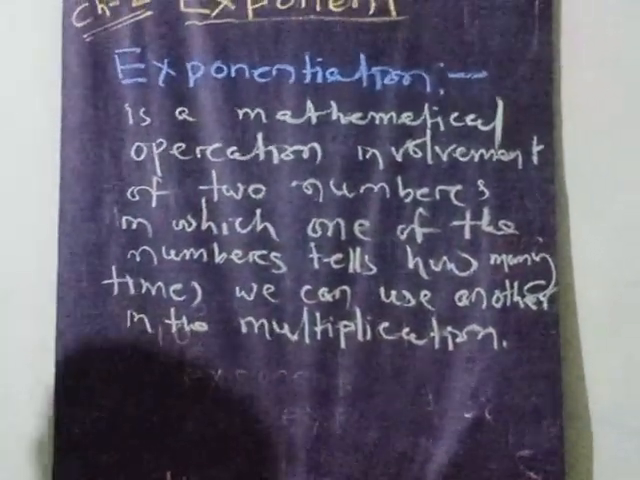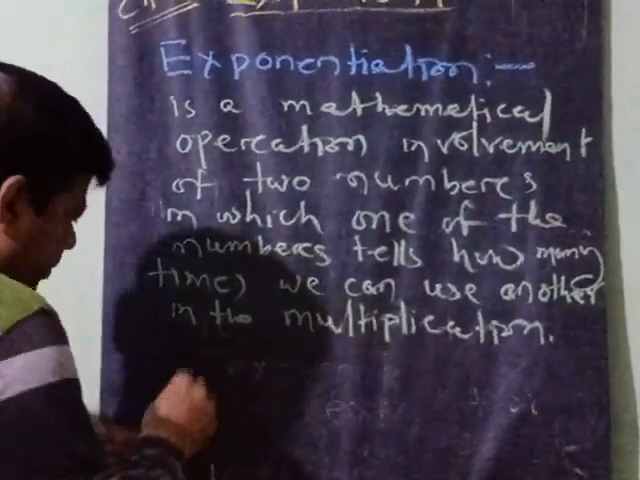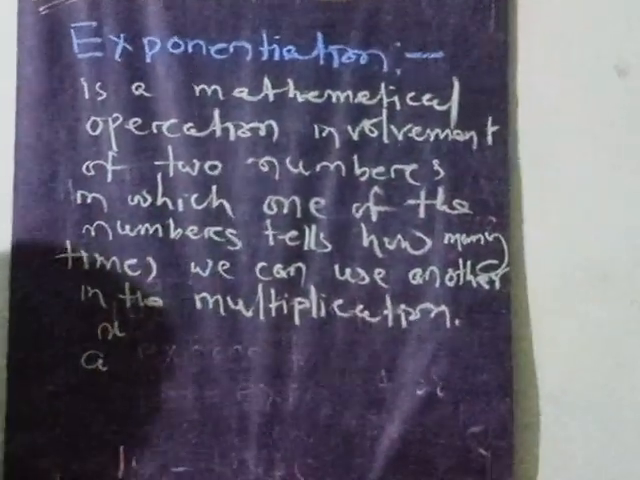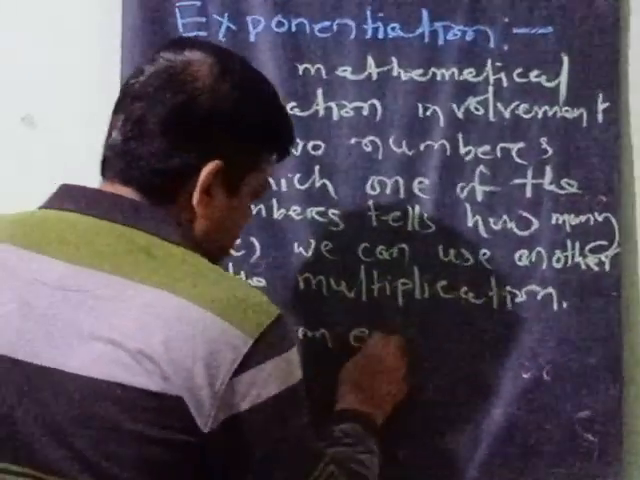Understand? Is it clear? Suppose I am writing a to the power x. A to the power x is an exponent. It is an exponential term.